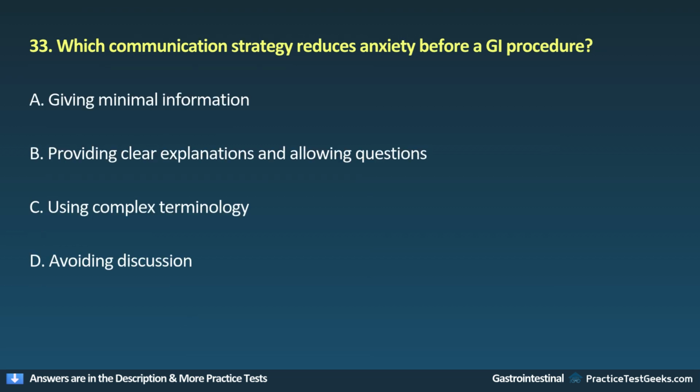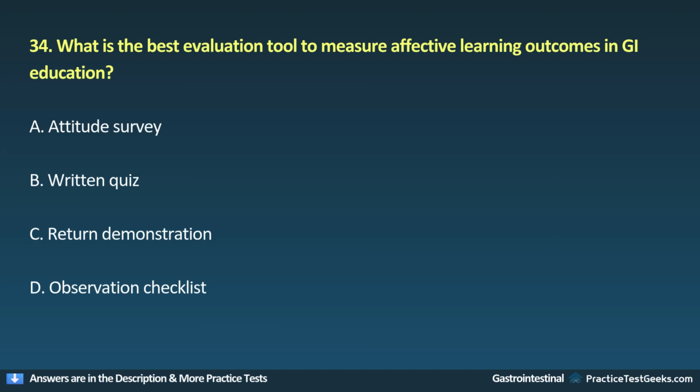33. Which communication strategy reduces anxiety before a GI procedure? A. Giving minimal information. B. Providing clear explanations and allowing questions. C. Using complex terminology. D. Avoiding discussion.